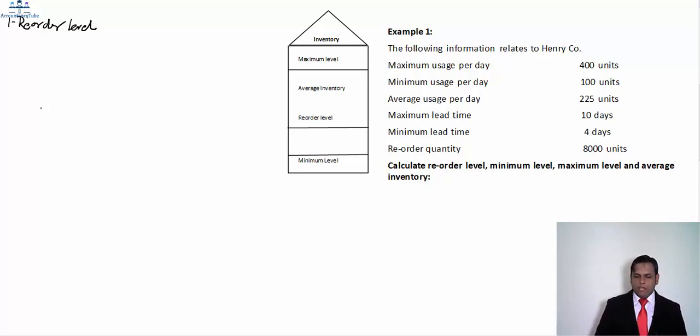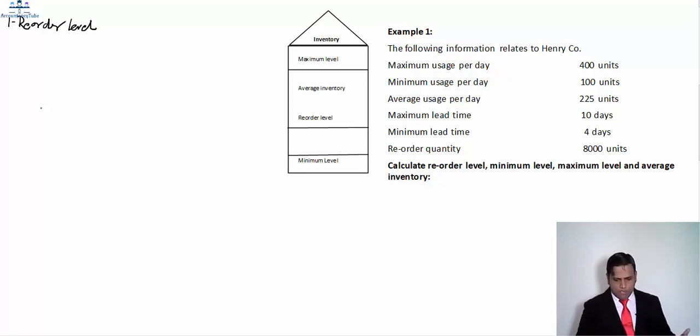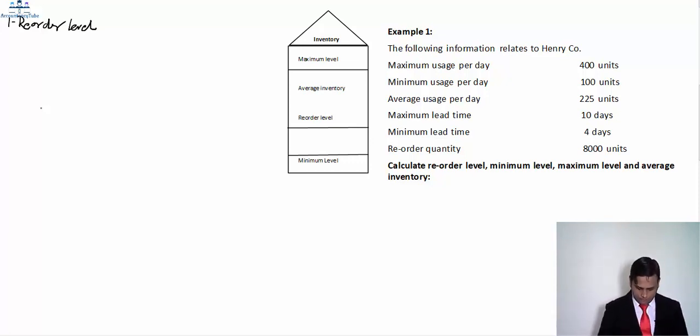We've got the data given over here of its inventory usage areas, that is maximum usage per day, minimum usage per day. Then we got average usage per day, maximum lead time. Lead time involves the time it takes for the inventory to reach our premises. Then we have got minimum lead time. Then we got a reorder quantity. And the requirements tell us to calculate reorder level, minimum level, maximum level, and average inventory.